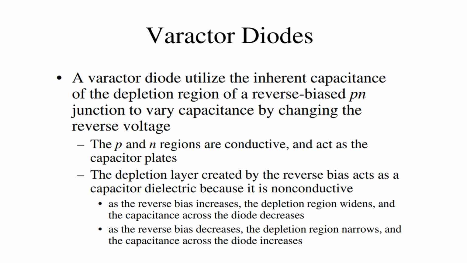So the depletion layer width is W. The capacitance is inversely proportional to the width. So whenever we increase the reverse voltage, the width of the depletion layer increases and the capacitance value decreases. This is the main operating principle of the varactor diode.